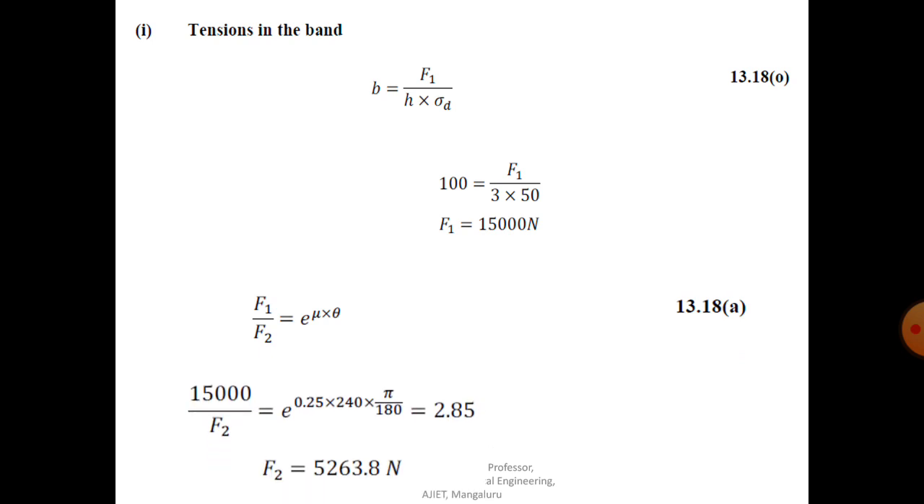So F1 value we know, 15,000 divided by F2 is equal to e to the power mu theta. Mu value is 0.25, theta is 240, you have to convert into radians, so therefore 240 into pi by 180, so you will get 2.85. So F2 becomes 5263.8. So that indicates whatever the force on the low tension side, the value will always be lesser than the tight side.